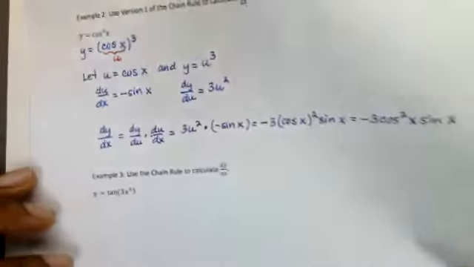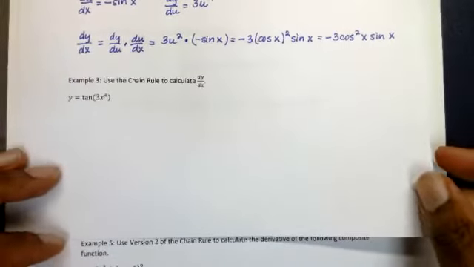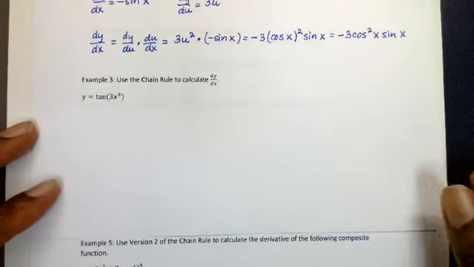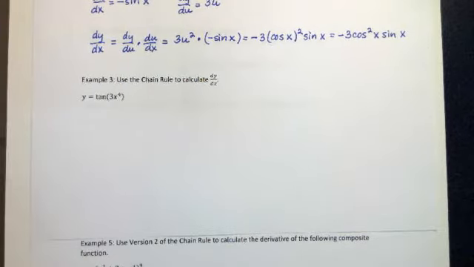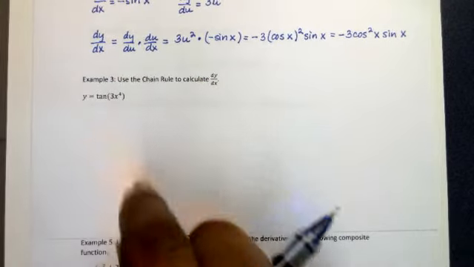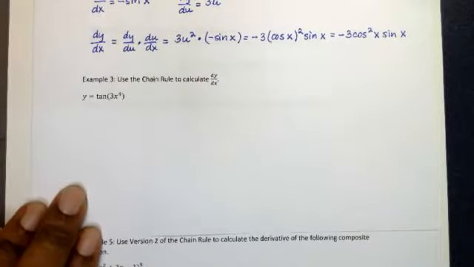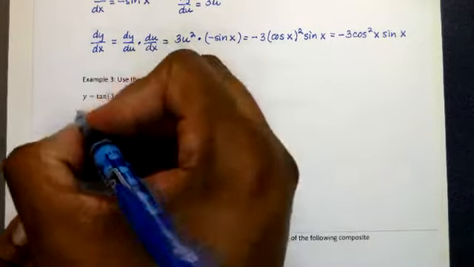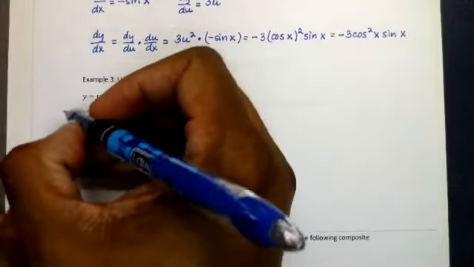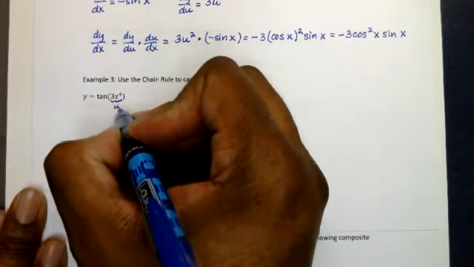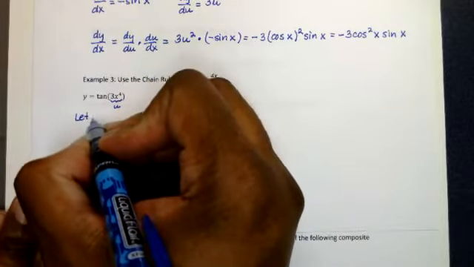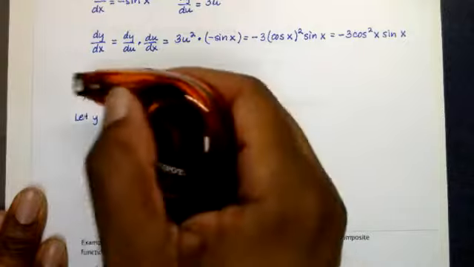Okay, example 3. Use the chain rule to calculate dy dx. In this case, we've got y equal tangent of 3x to the 4th. It didn't say which version to use, but if I use the first version, version 1, I would do this. This will be the u, that 3x to the 4th. So I'm going to let u equal to 3x to the 4th.